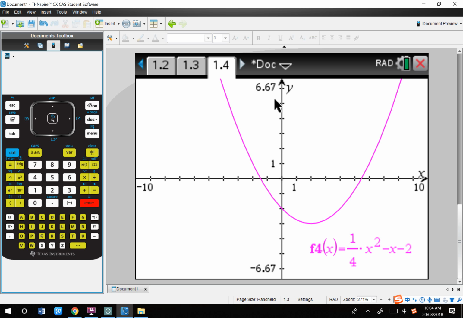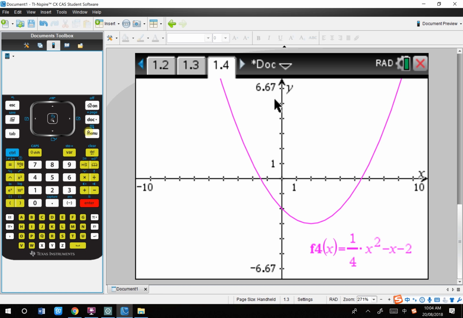Can you see this function? What's the name of this function? This function is called f4(x). It's already stored. When you graph the function, it already gives you the name. So the name of this function is f4(x). You can remember that to use it in the calculator page. But let's do the x-intercept first. Okay, how do we find the x-intercept?